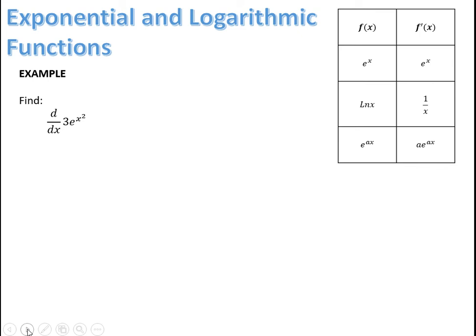Again, this is a different way of writing perhaps the question, but what it means is find the derivative. That's what d by dx means, of 3e to the x squared. So there's lots of different ways of writing it. It could just be find the derivative of the function y equals 3e to the x squared, f of x equals 3e to the x squared. So just keep an eye out. But this is another way of actually writing that question. End of the day, we're just differentiating.